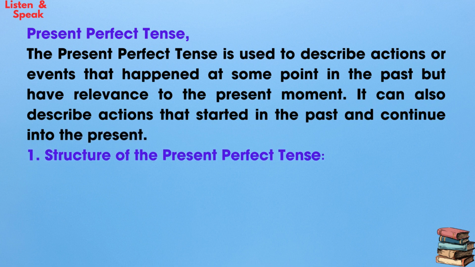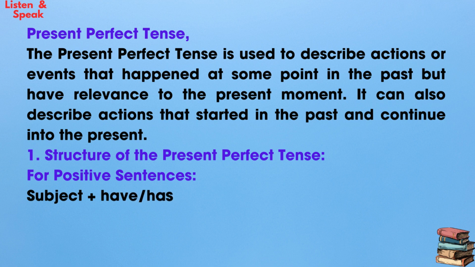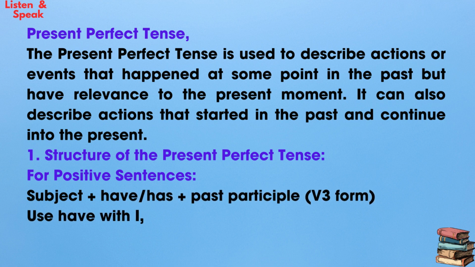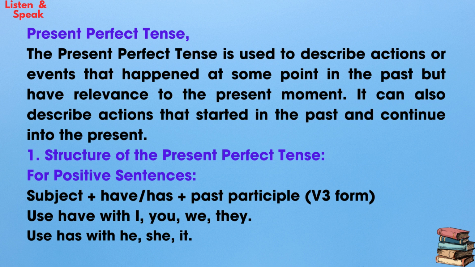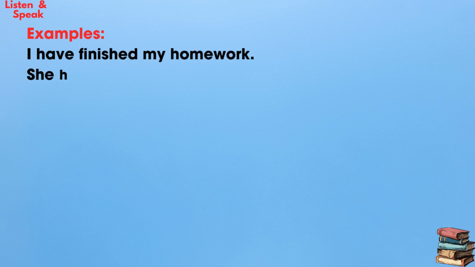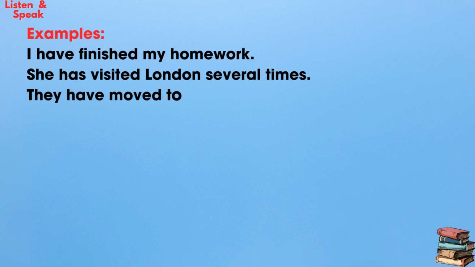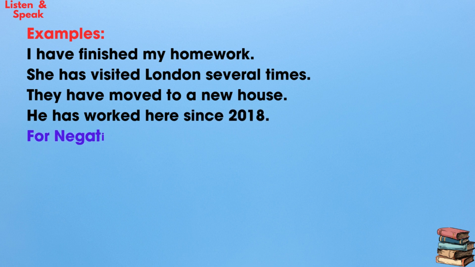For positive sentences: subject + have/has + past participle (V3 form). Use have with I, you, we, they. Use has with he, she, it. Examples: I have finished my homework. She has visited London several times. They have moved to a new house. He has worked here since 2018.